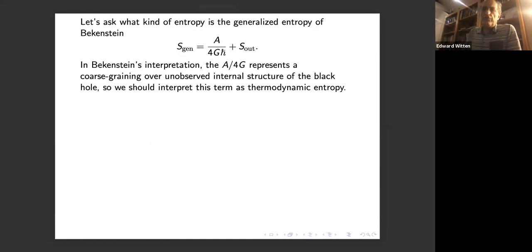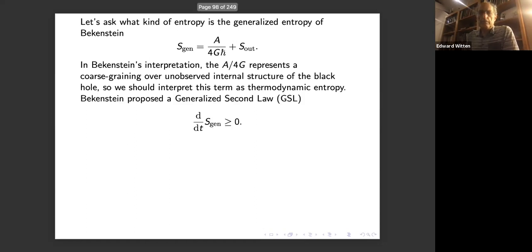Now to ask what kind of entropy is the generalized entropy of Bekenstein. In Bekenstein's interpretation, A over 4G represents a coarse graining over unobserved internal structure of the black hole. So we should interpret that term as thermodynamic entropy. And Bekenstein proposed a generalized second law. He didn't say that the generalized entropy was constant. He says it's always non-decreasing, as is appropriate for thermodynamic entropy.